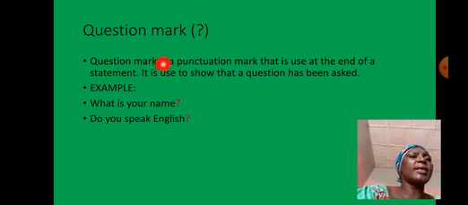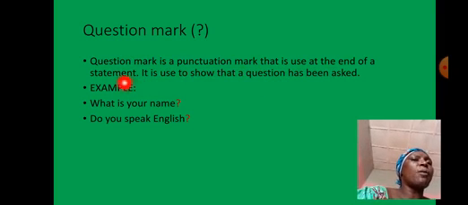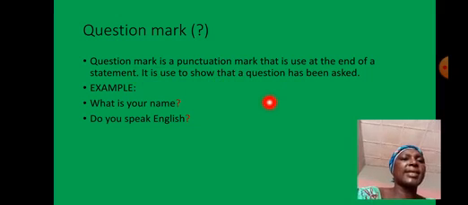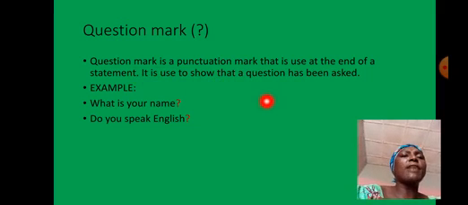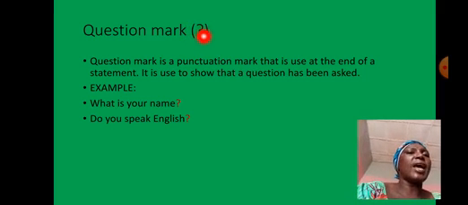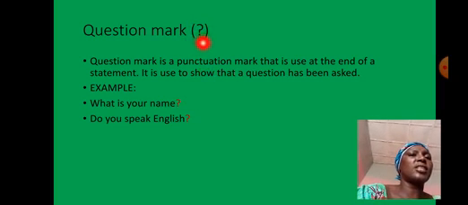We say the question mark is also a punctuation mark used at the end of a sentence. It is used to show that a question has been asked. Is that taken? Whenever you see this symbol here, know that a question has been asked. Can you see the question mark sign? This is the symbol of a question mark.